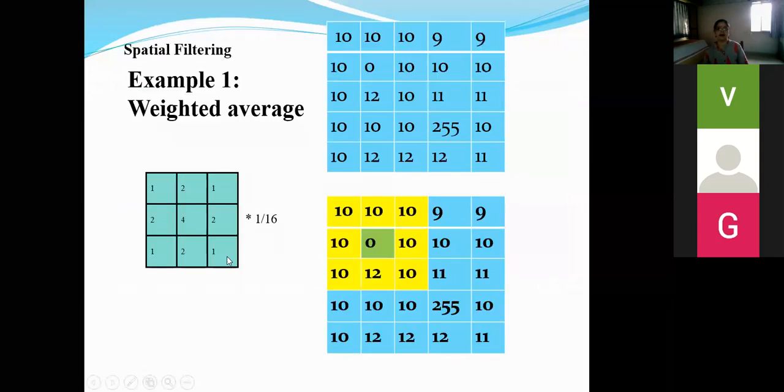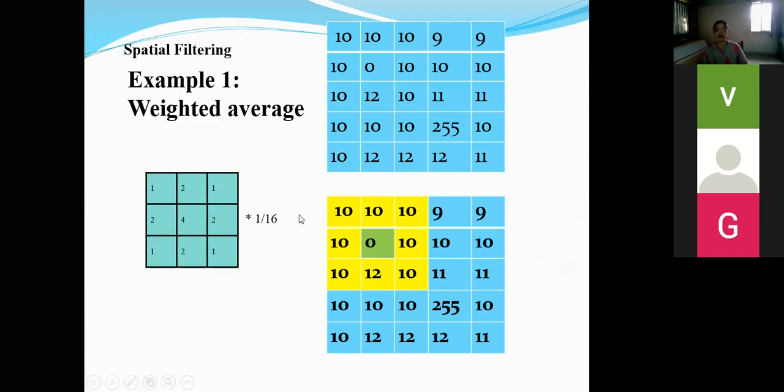Type it in the chat box. Okay. So we are considering these as filter coefficients. So multiply 10 by 1, then 10 by 2, 10 by 1, then this 10 by 2. Consider the central pixel value 0 multiplied by 4, then 10 by 2, then 10 by 1, 12 by 2, plus 12 by 2, plus 10 into 1. Okay. So yes, I got a few answers.